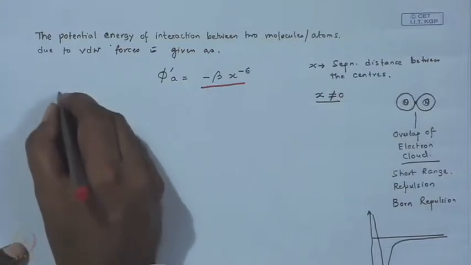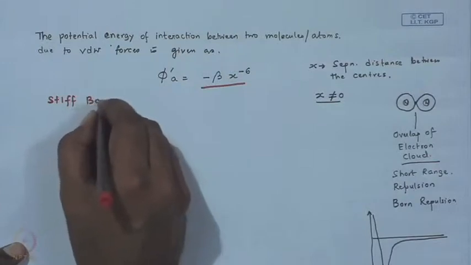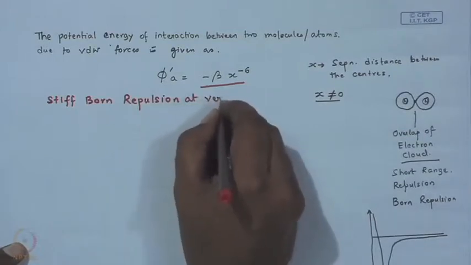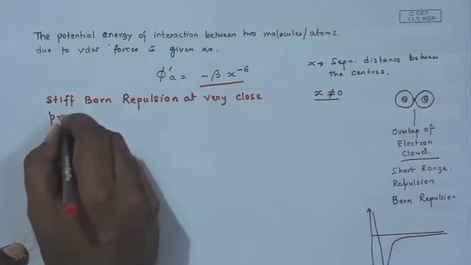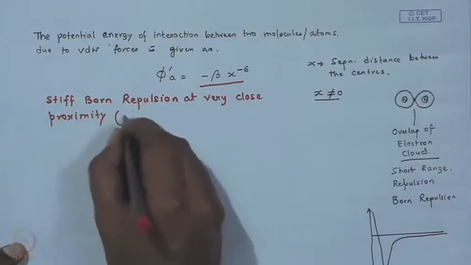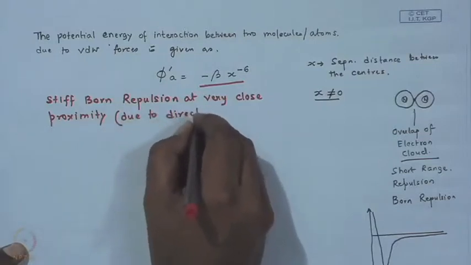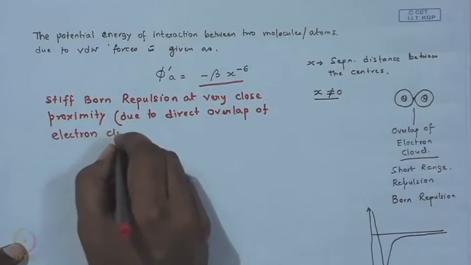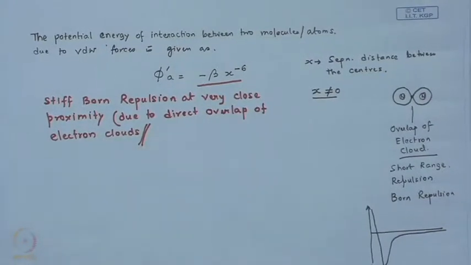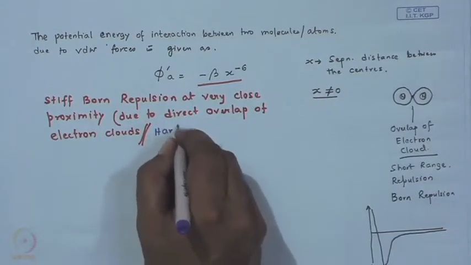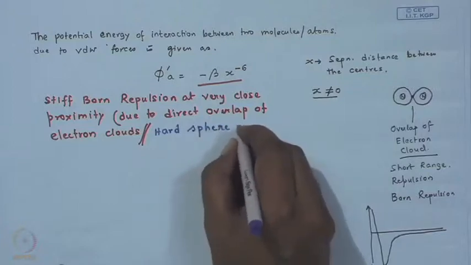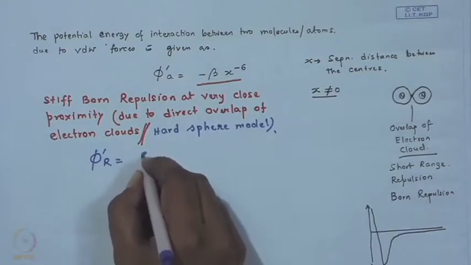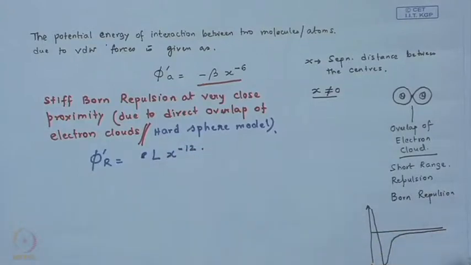So, we also consider stiff bond repulsion at very close proximity, which is due to direct overlap of electron cloud, also sometimes referred to as the so called hard sphere model. Anyway, phi dash r, the repulsive component of the potential energy, one can write using the prefactor L x to the power beta.